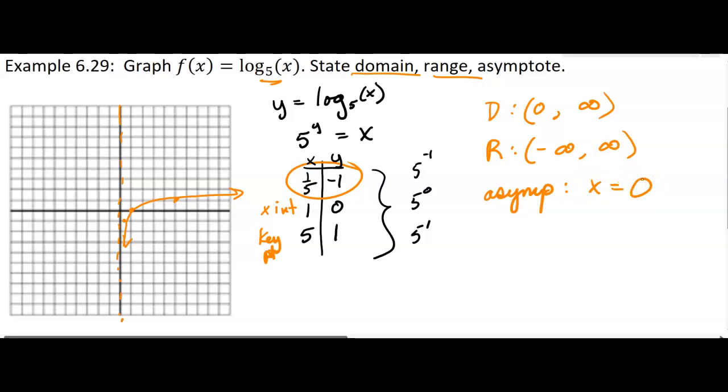Now, as we do transformations, the domain, range, and asymptote might change. So we'll see more of that. But that's how you would graph one without any transformations. That's just your basic base 5 logarithmic function. Okay, that's the graph of it.